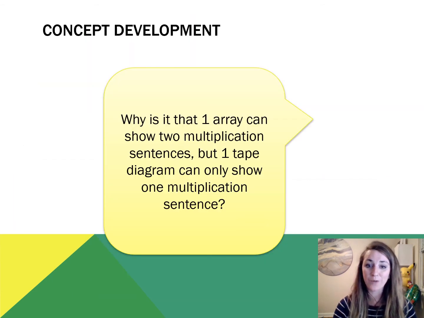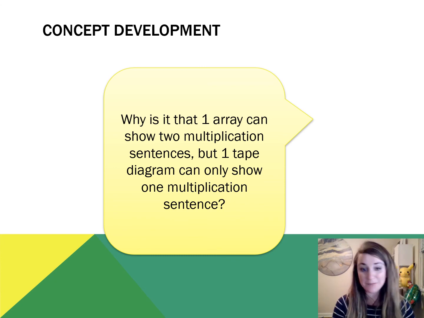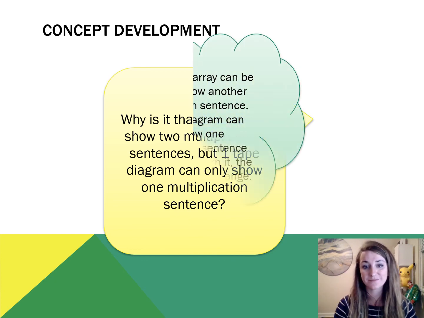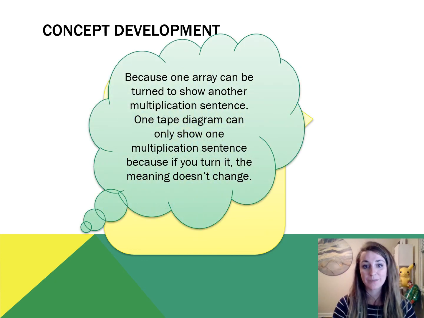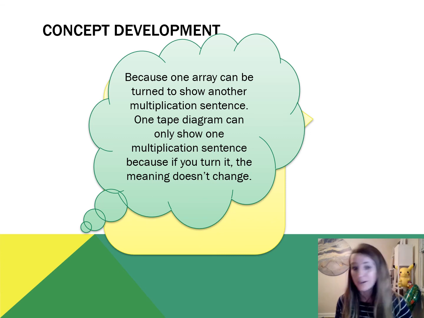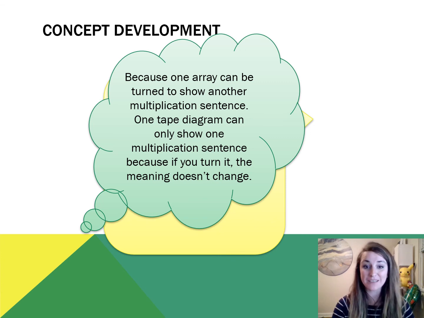Why is it that one array can show 2 multiplication sentences, but one tape diagram can only show 1 multiplication sentence? Because one array can be turned around to show another multiplication sentence. So, everyone heard Lexi, I bet. One tape diagram can only show one multiplication sentence because if you turn it, the meaning doesn't change.